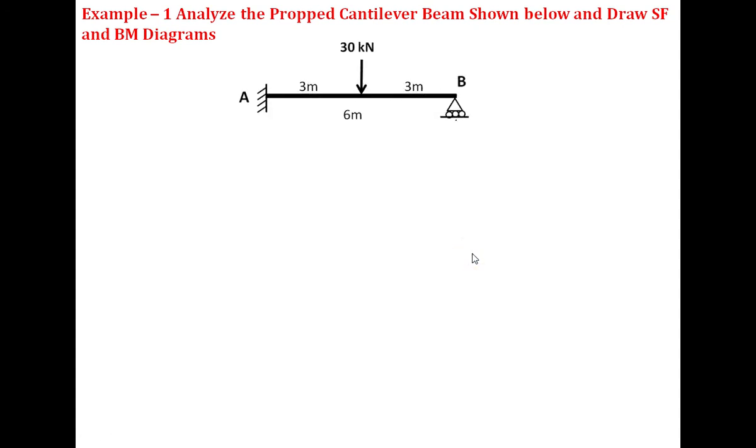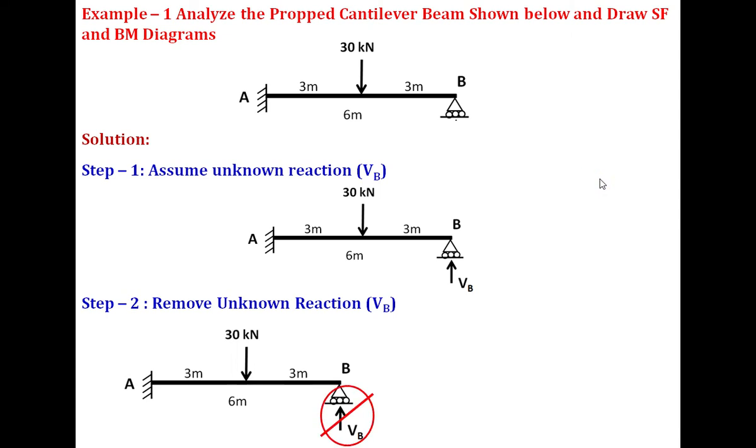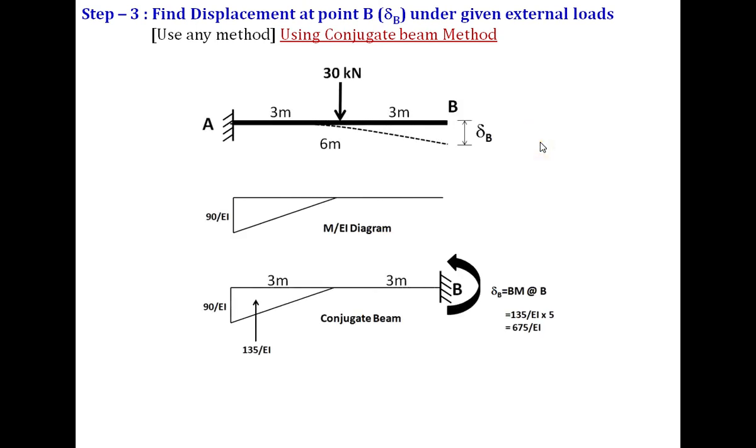So this is the prop cantilever beam we will solve. As we have seen, the first step is to decide what unknown we want to consider. Let us consider the vertical reaction at B as the unknown. Now, as a second step, we have to remove the vertical reaction at B and make the structure statically determinate. So we just remove VB, and that becomes a statically determinate cantilever beam subjected to a 30 kN load.